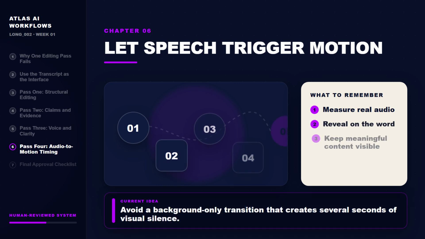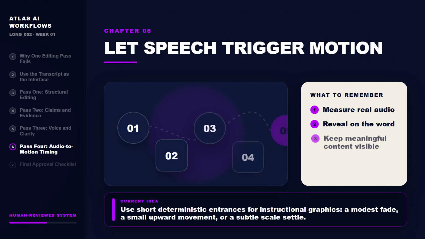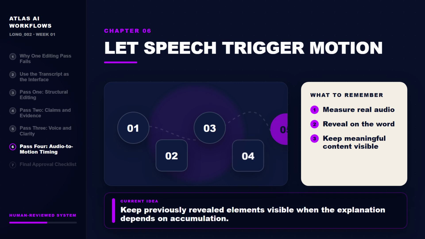Avoid a background-only transition that creates several seconds of visual silence. Use short deterministic entrances for instructional graphics, a modest fade, a small upward movement, or a subtle scale settle. Keep previously revealed elements visible when the explanation depends on accumulation. For comparison scenes, change the active side when the narration changes sides. For review scenes, display the claim before showing the correction.